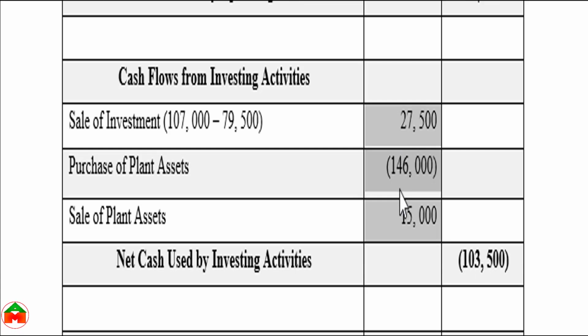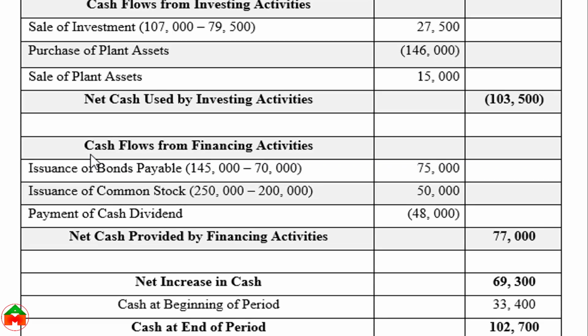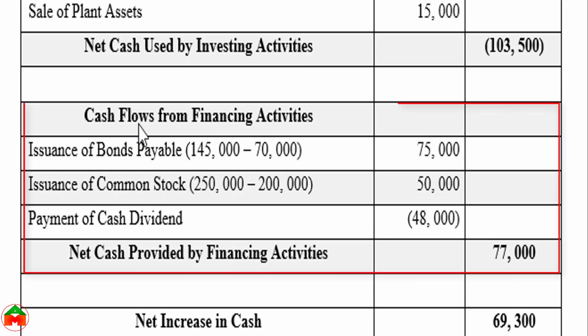Outflow is higher than the inflow. So if the outflow is higher than the inflow, we will write net cash used by investing activities. In the third stage of the cash flow statement, we prepare cash flows from financing activities. This section can be prepared by taking information from the long-term liabilities like long-term bonds, long-term notes payable, and equity items. So get back to the question.